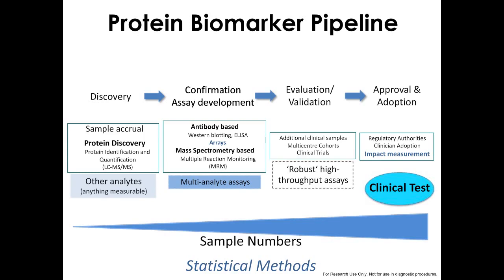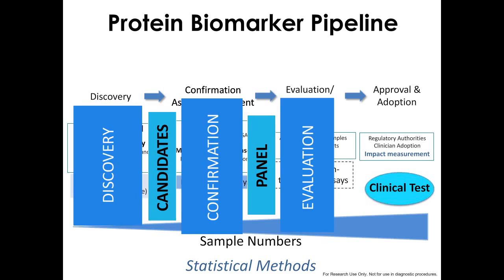I've separated this process into a number of discrete phases in which we begin with discovery to identify some protein biomarker candidates. We can confirm those protein biomarker candidates by developing an assay to them. And increasingly now we realize that not individual proteins will form a biomarker, but it may be a panel of multiple proteins. And so having developed assays to measure a panel of proteins, we can evaluate the performance of that panel of proteins and ultimately have a clinical test.